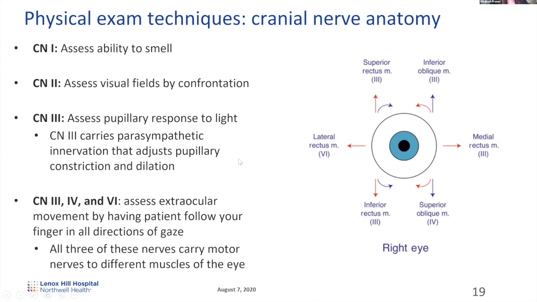Okay. So we're just going to talk about nerves one by one. In each slide, we'll have a few of them. So the first thing for cranial nerve 1 is just assessing the ability to smell.